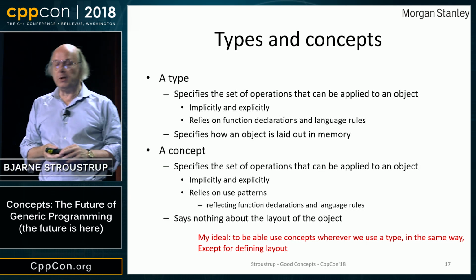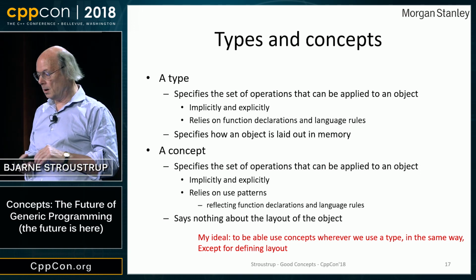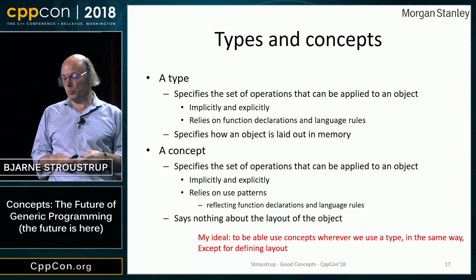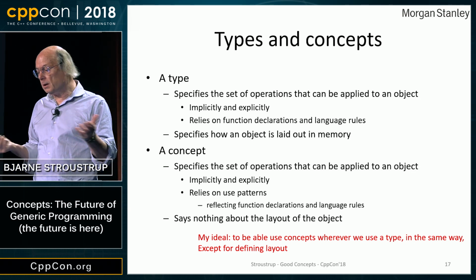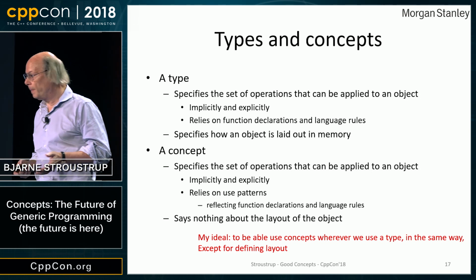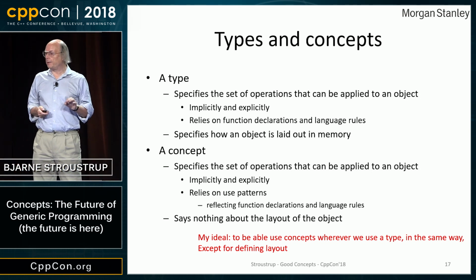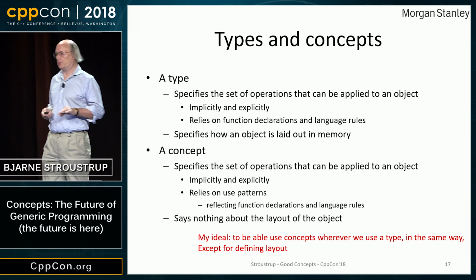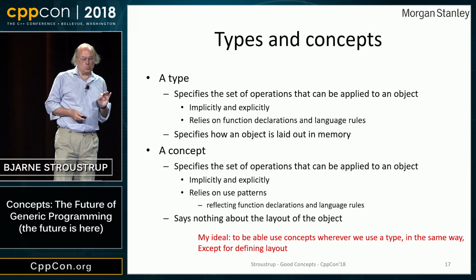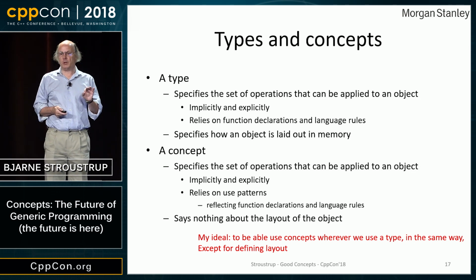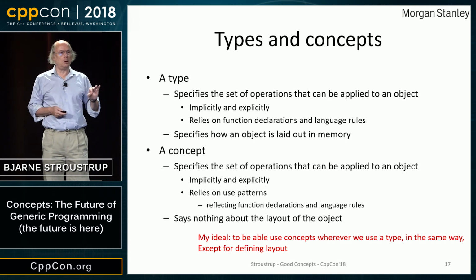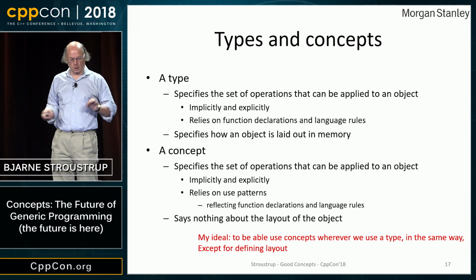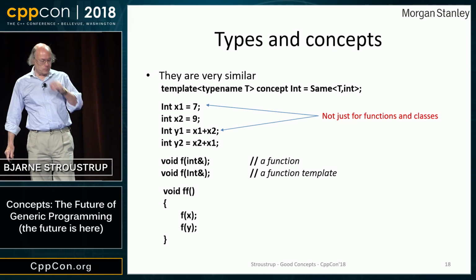A concept, on the other hand, basically specifies how you can use an object, implicitly or explicitly, what operations you can use, and that is specified in terms of something called use patterns, basically expressions, and it reflects the rules of the language. And it says absolutely nothing about the layout of the object. Ideally, that would be the only difference between types and concepts. We are close to that. So you can think about simple concepts that only take one argument as basically how to use an object as opposed to how to make it.